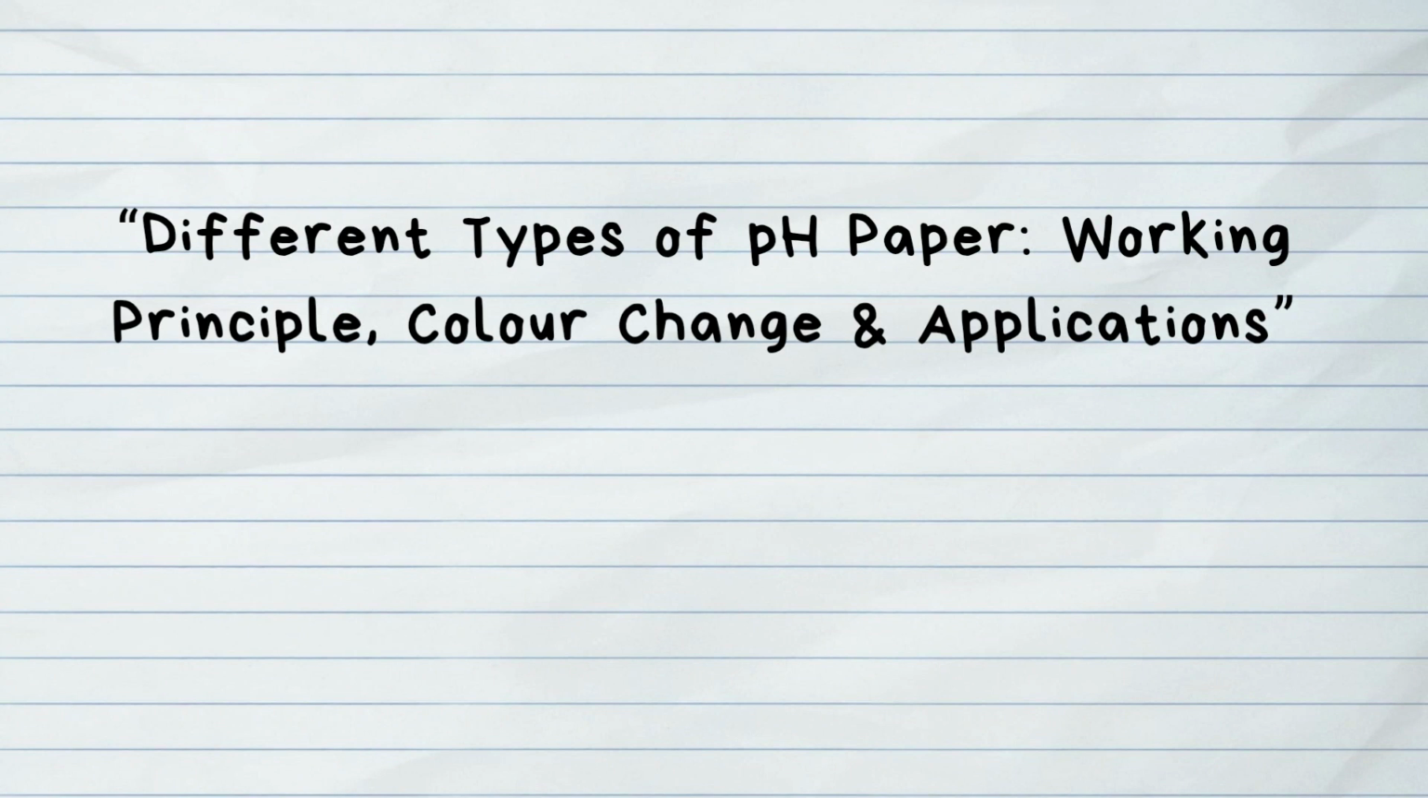Have you ever wondered how a tiny paper strip can tell whether something is acidic, neutral, or alkaline? And why does pH paper suddenly change its color when it touches a liquid? Well, in today's video, we are going to explore the different types of pH paper, understand why they change color, and learn where different pH papers are used in real life. So, let's begin our colorful science journey.